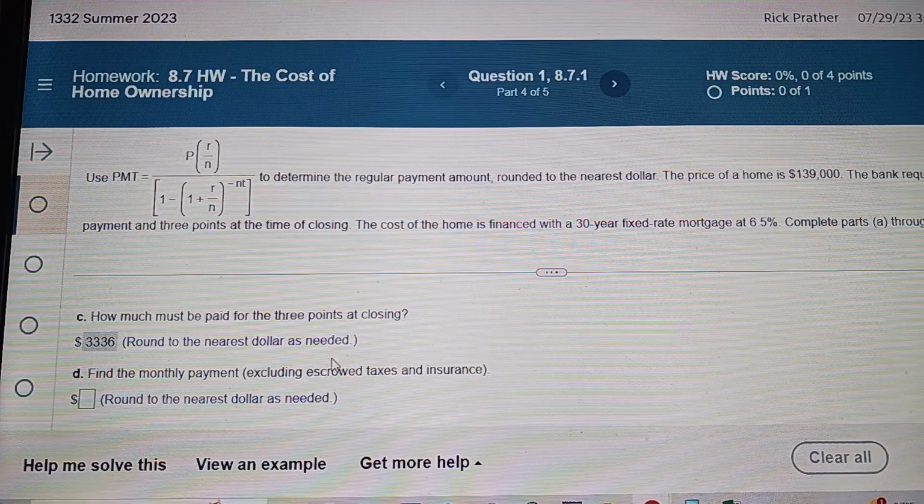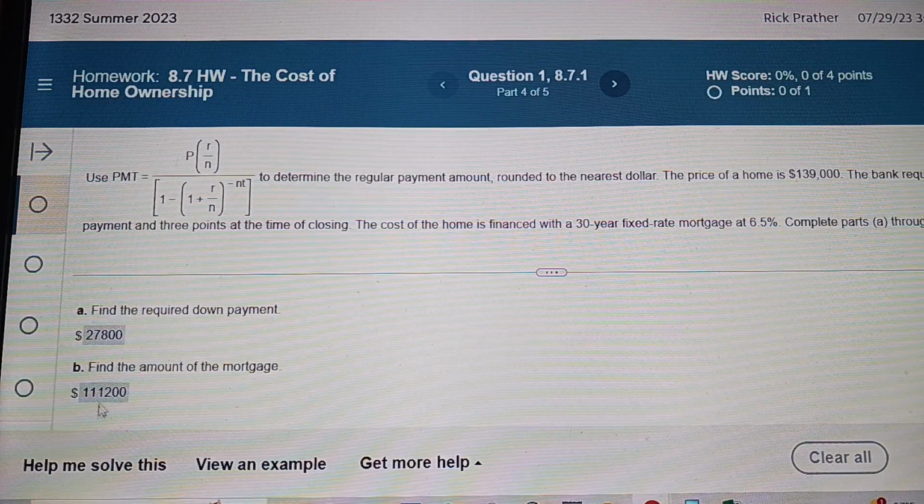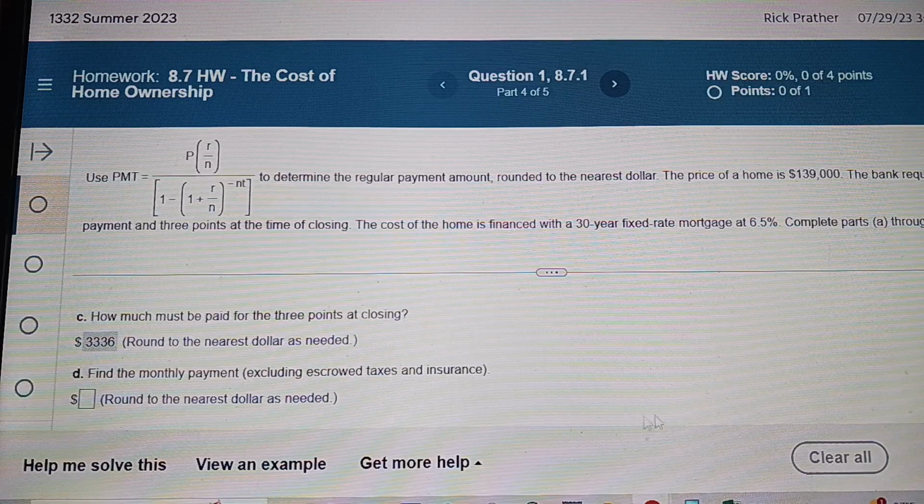So we're just ignoring all that for a moment and saying, how much would our monthly payment of our house be just from this loan of $111,200? So that's where we're going to use this formula right here.